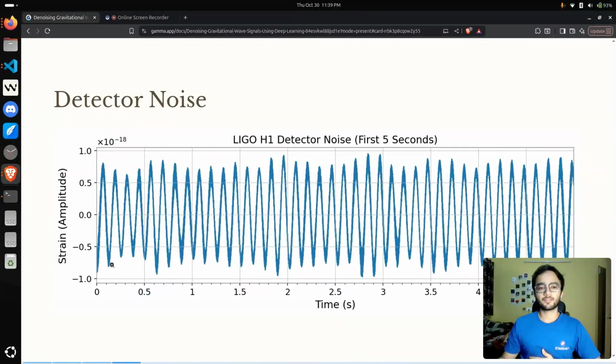Detector noise. So this is a sample of detector noise. This is only 5 seconds long, and this is from a period where it is known that no gravitational event was occurring. And so this means that this is just the static background noise that detectors see all the time.